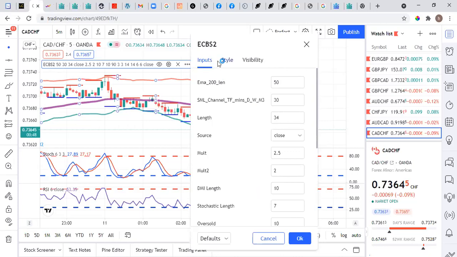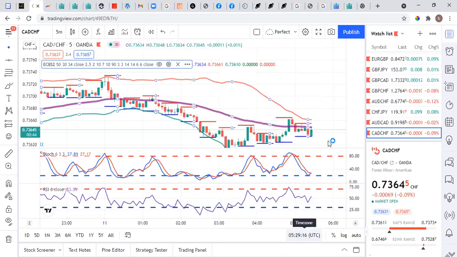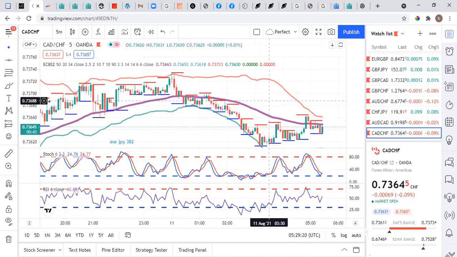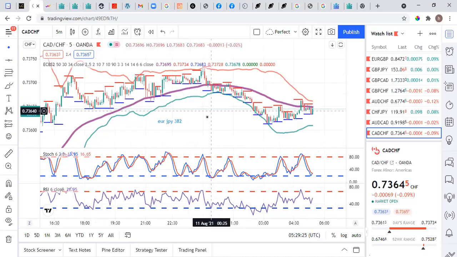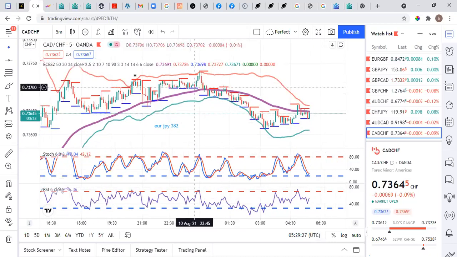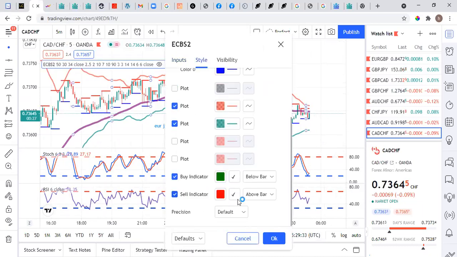All right, so I just think this is good enough, guys. This is good enough. Just okay. So this is your... I can't see the buy signal and the sell signal again. Did I uncheck it? It's not showing me.